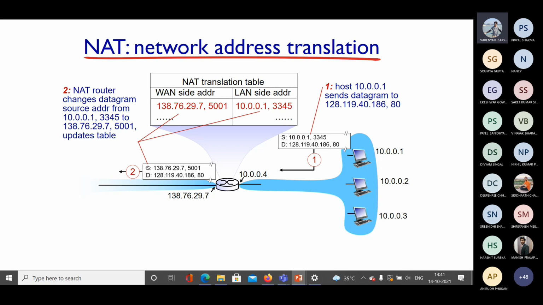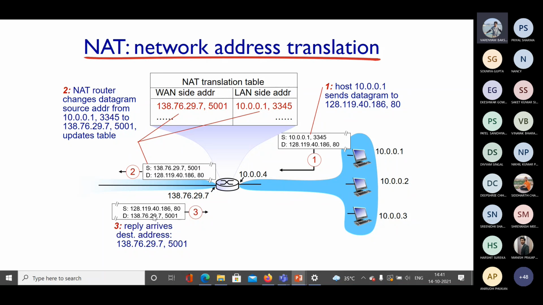So in the NAT translation table, we have put this address, 138.76.29.7. That is the WAN side address, the wide area network side. The corresponding LAN side address is 10.0.0.1 with port number 3345. Now, when a reply to the packet sent earlier comes back, the source address is of course 128.119.40.186, with port number 80.